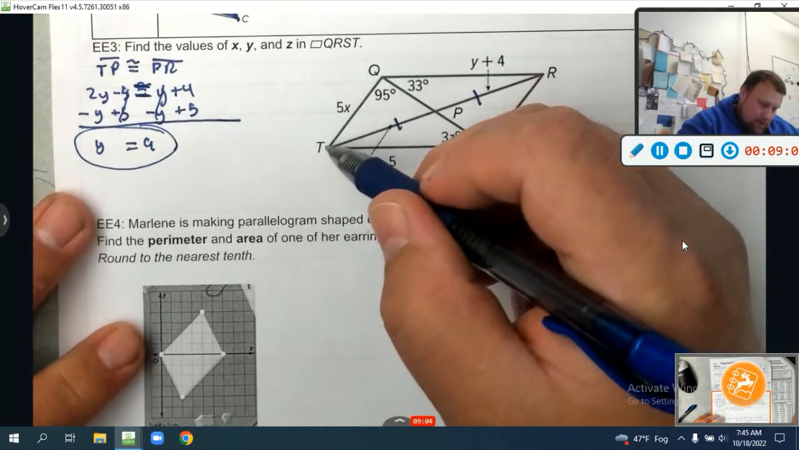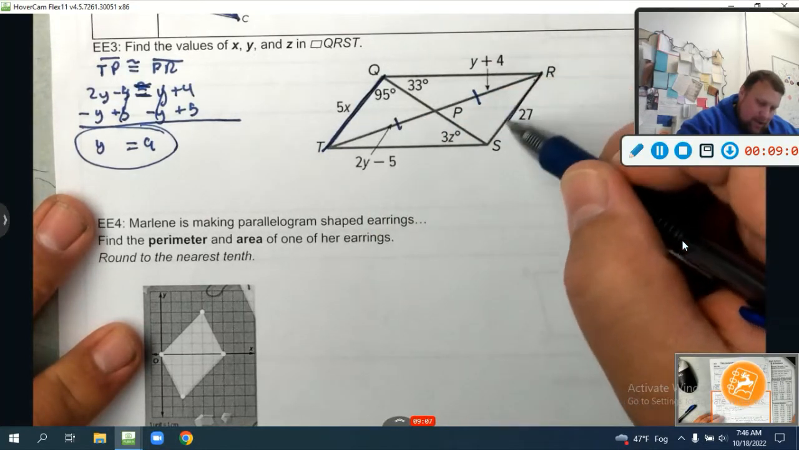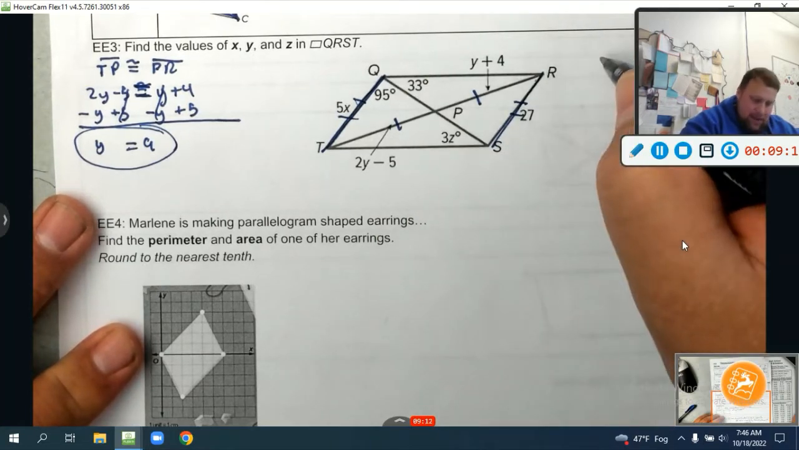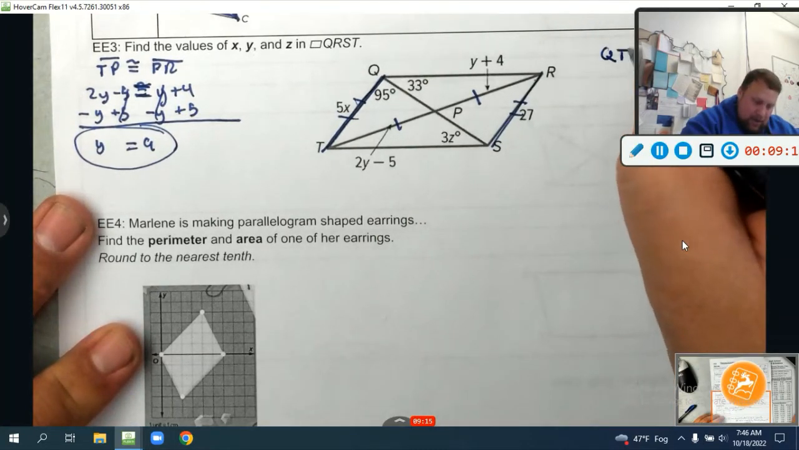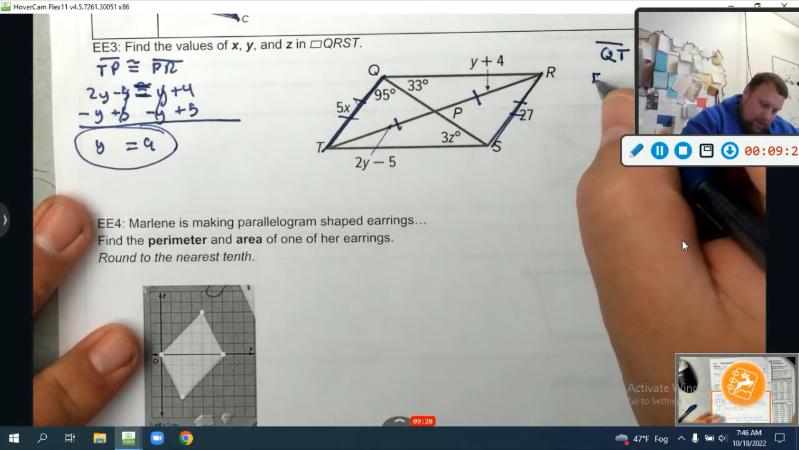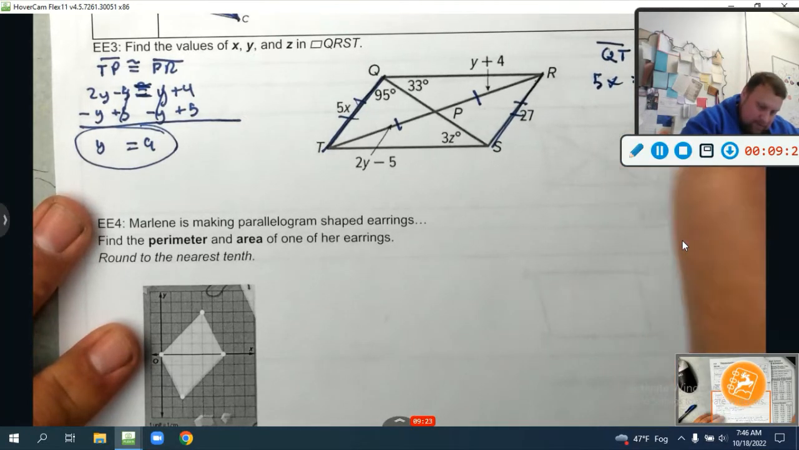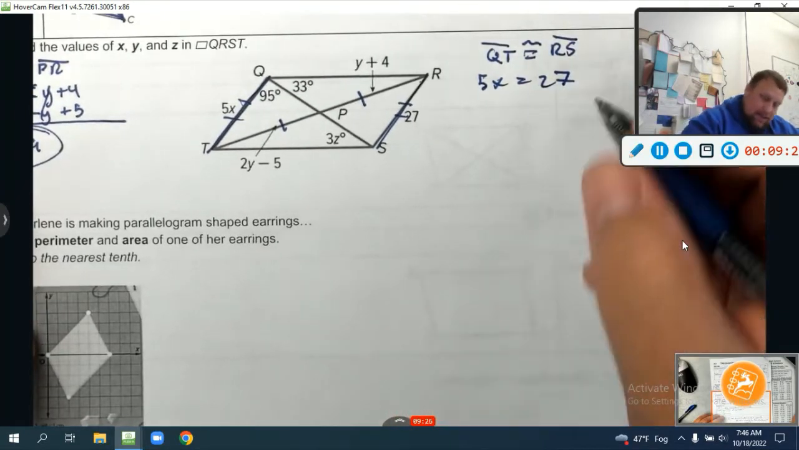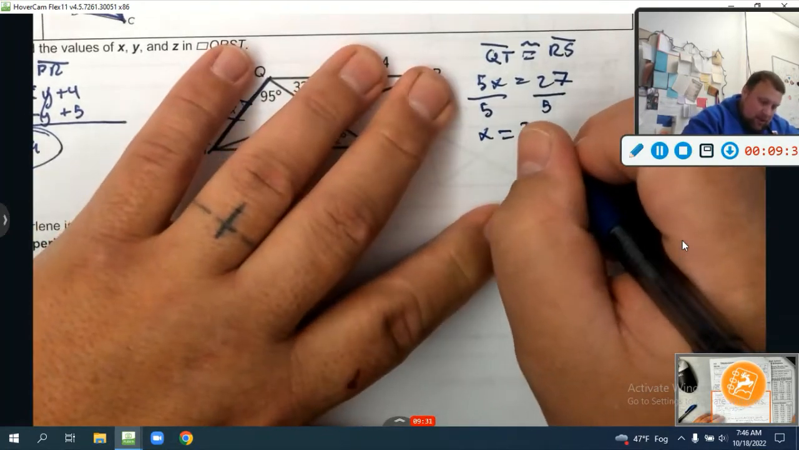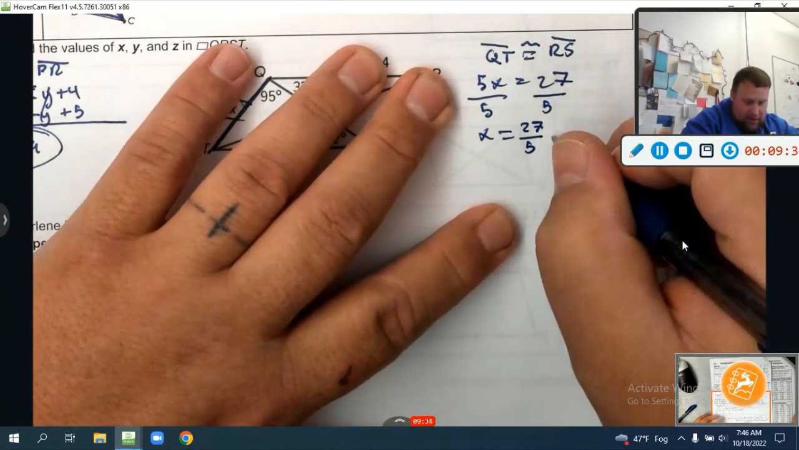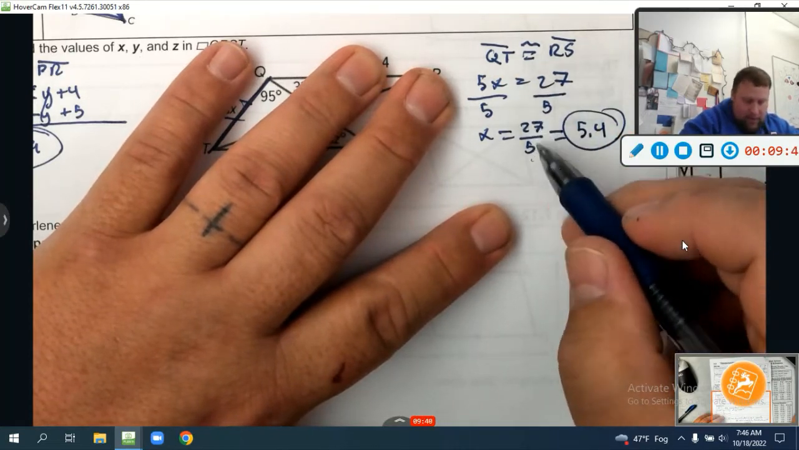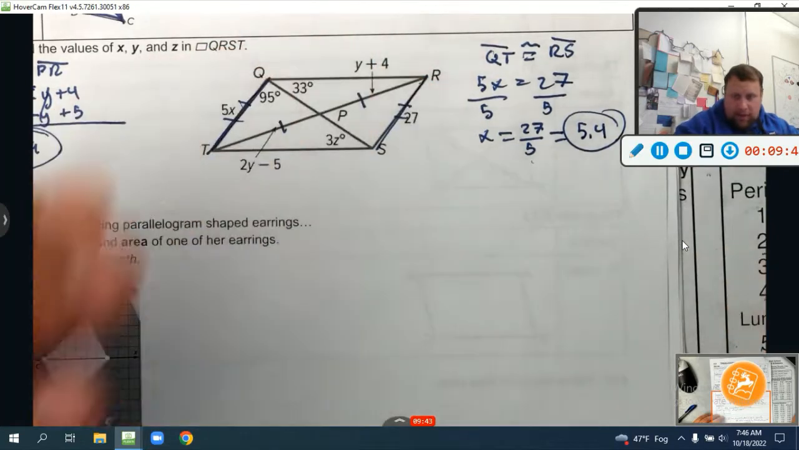Well, look over here. I know that these sides are congruent, correct? So that means if QT is congruent to RS, then 5x equals 27. Doesn't have to be nice. Divide both sides by 5, and we get that x equals 27 fifths, which could also equal 5.4, right? Because 5 goes into 27 5 times, leaves 2 fifths, which is 0.4. All right, so we've got x.